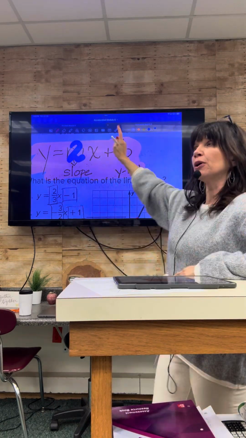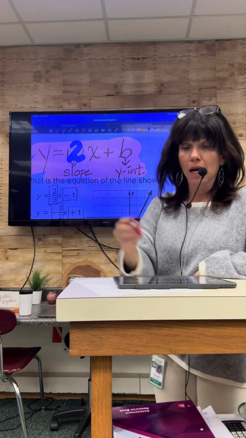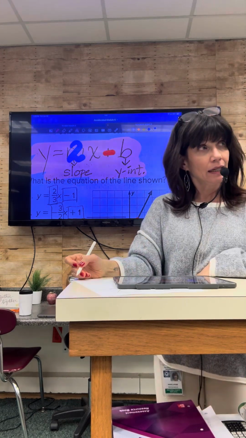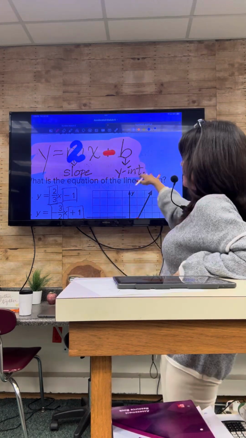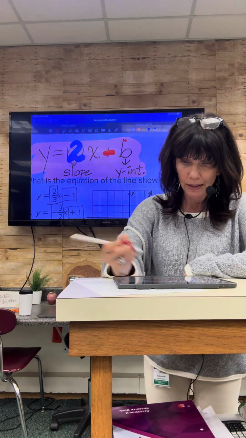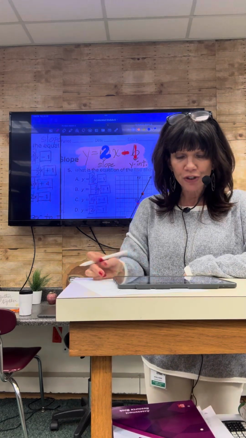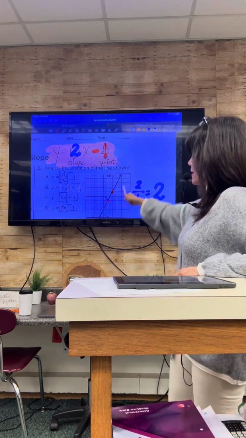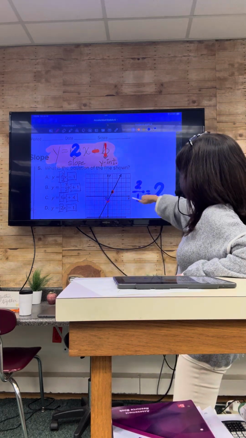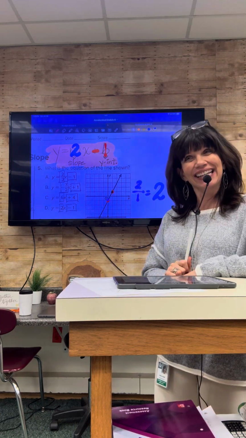So what do you know I am about to write on top of my plus b? Okay, what am I going to put on top of that plus sign? A big minus sign, right? And then what will I put on top of the b? 1. So do you now see which of the options is the correct equation for what's happening on the grid?